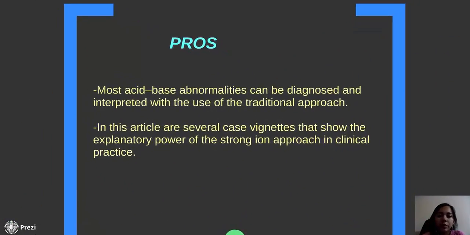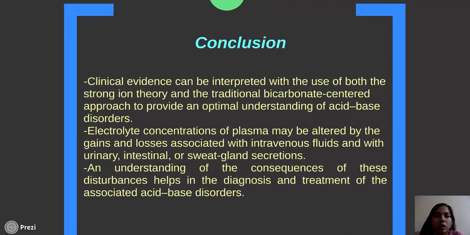Most acid-base abnormalities can be diagnosed and interpreted with the use of the traditional approach. In this article are several case vignettes that show the explanatory power of the strong ion approach in clinical practice. Conclusions. Clinical evidence can be interpreted with the use of both the strong ion theory and the traditional bicarbonate-centered approach to provide an optimal understanding of acid-base disorders.